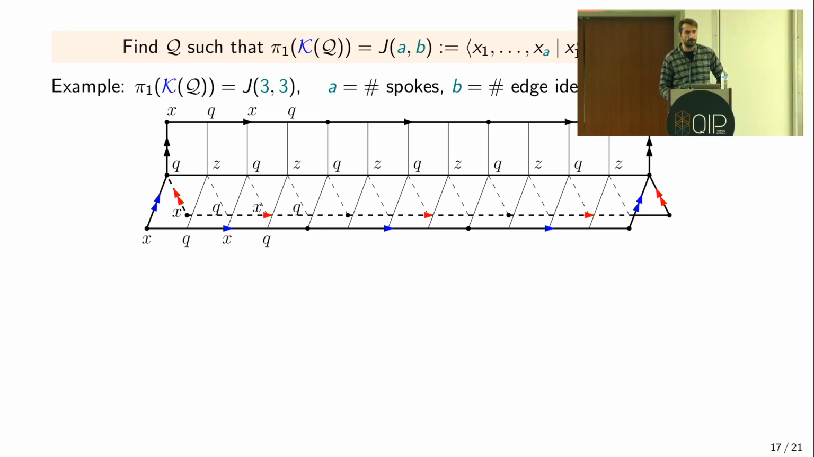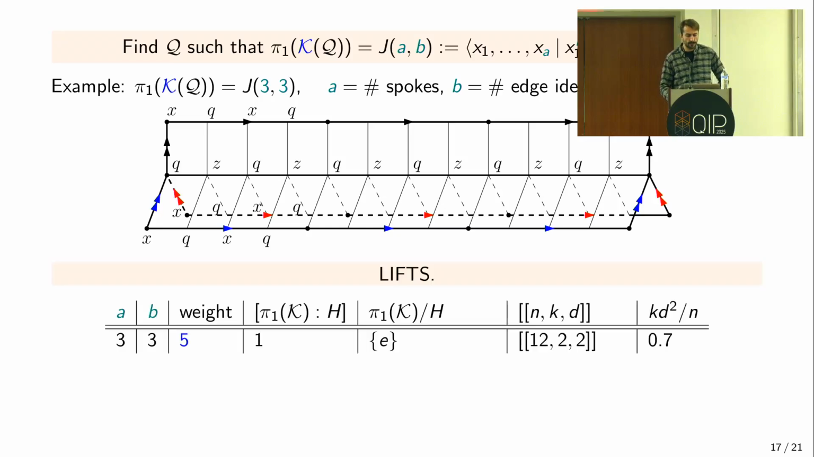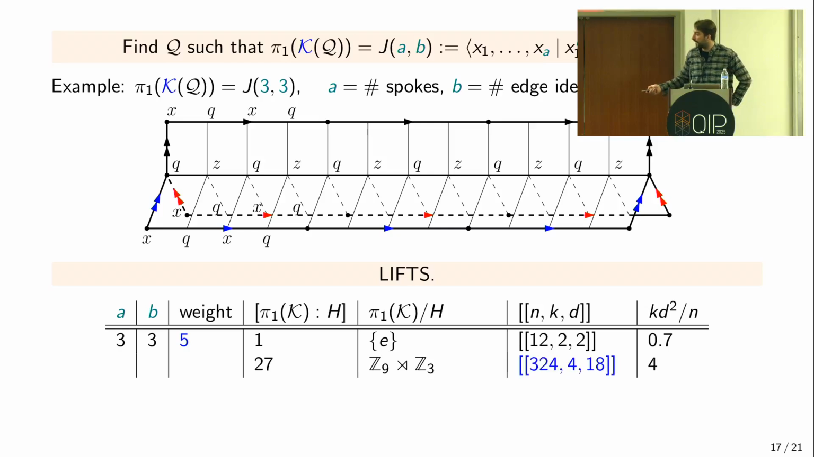It has the same structure as a lifted product or a hypergraph product, but globally it is different. And we can generate some lifts. So starting with A equals B equals 3, we have a code of parameters 12, 2, and it has check weight 5. Now, if we generate a lift of degree 27, we can obtain a code which has n equals 18 squared and dimension 4 and distance 18.